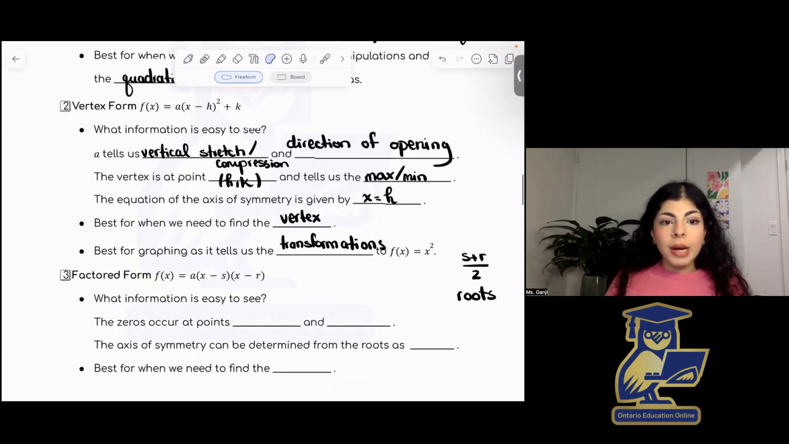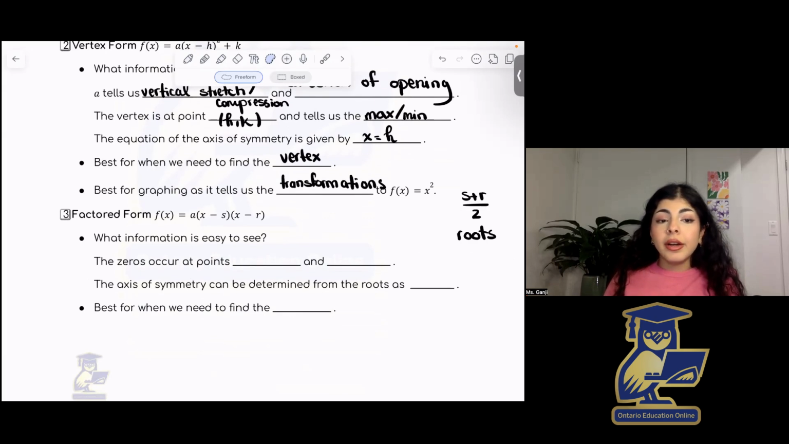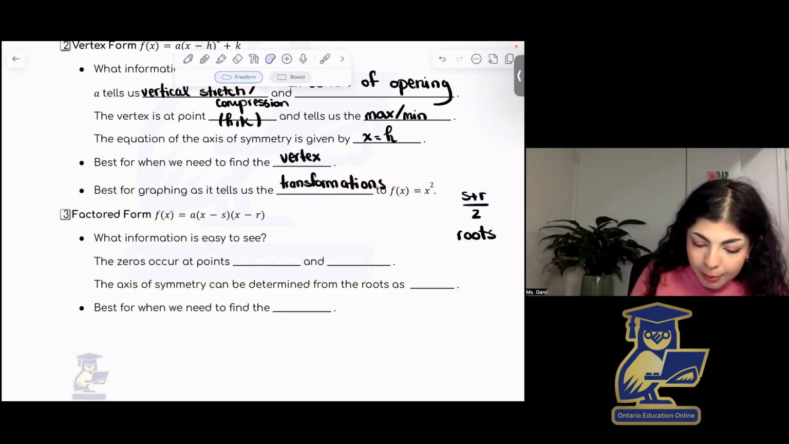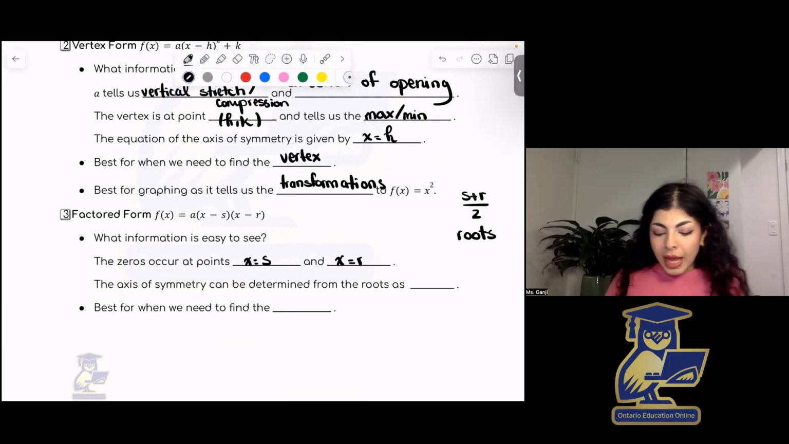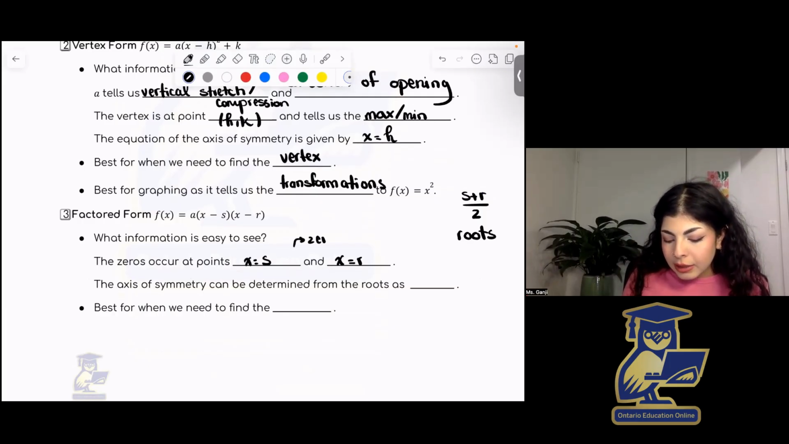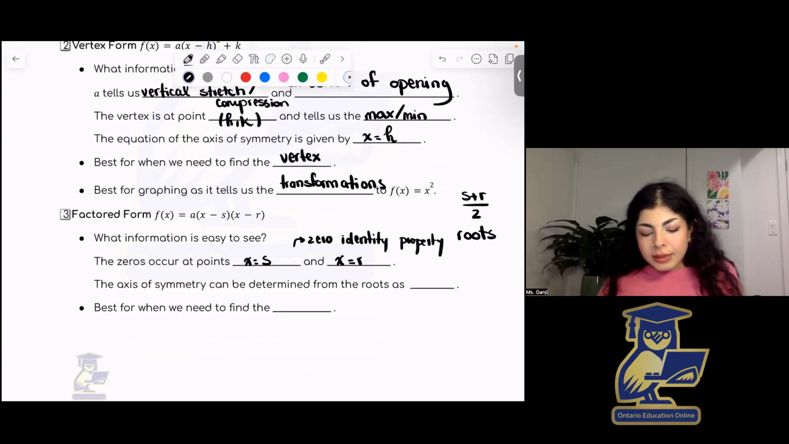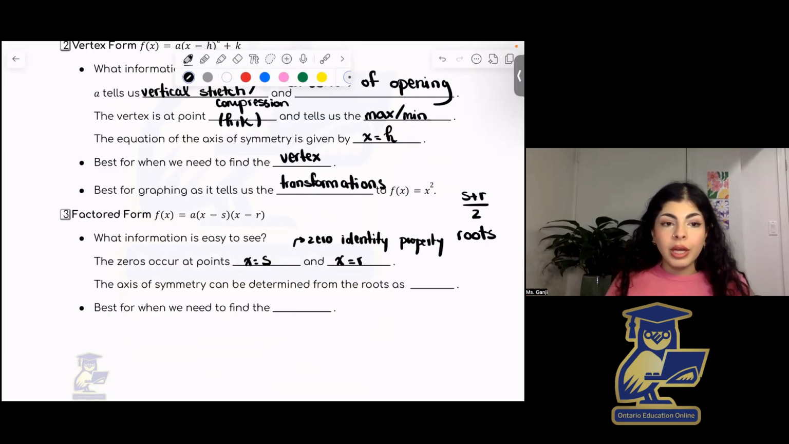Finally, we have our factored form, and what information is easy to see here are the zeros, which occur at x equals s and x equals r. And if you remember here, we are using the zero product property, which tells us that if (x minus s) times (x minus r) is equal to 0, which is what we are finding when we are looking for the roots or the zeros, then either x minus s has to be equal to 0 or the second bracket x minus r has to be equal to 0.